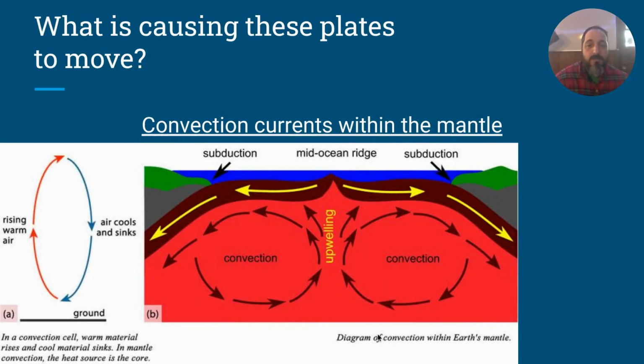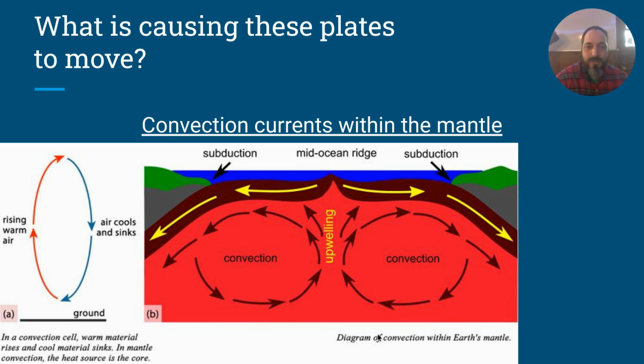So what's causing these plates to move? Well, that is convection currents within the mantle. So we've talked about convection before. We've talked about how gases or liquids, when we heat them up, become less dense and start to float. Now, the same thing is happening within the mantle. Now, the mantle is not purely a liquid.